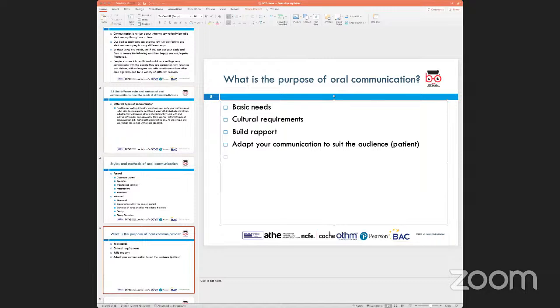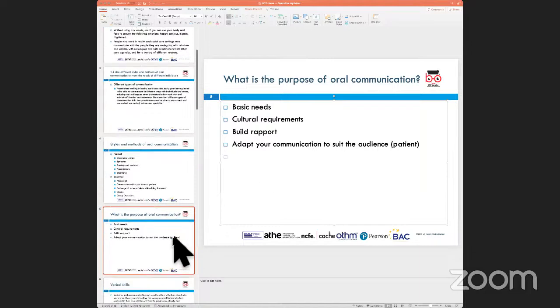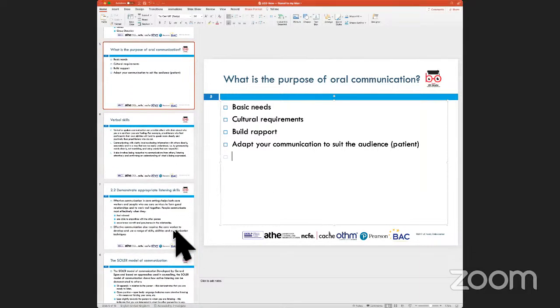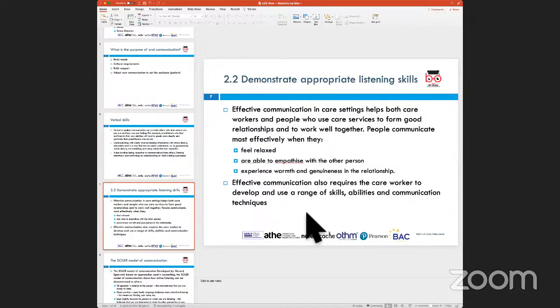Okay, now what we will look at is the second assessment criteria. The second assessment criteria basically talks about demonstrating appropriate listening skills. That means we need to be able to showcase various types of listening skills that we can use to build our communication.